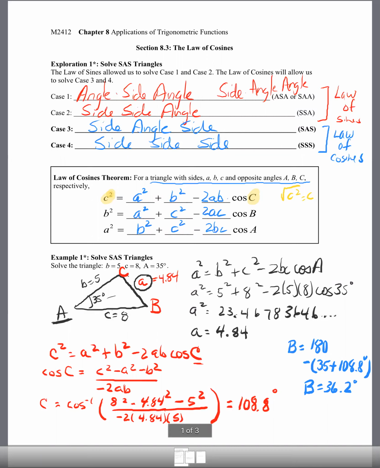Now in your homework, if MyMathLab asks you to round to the nearest degree, then you'll do that. Since we didn't have an actual instruction of what to round to, I'm just going to be consistent through this chapter with angles being 1 decimal approximations and with sides being 2 decimal approximations. Okay.